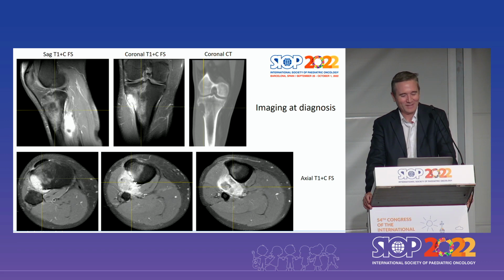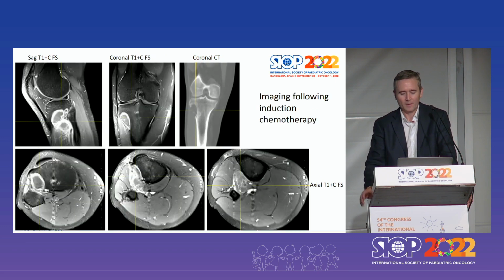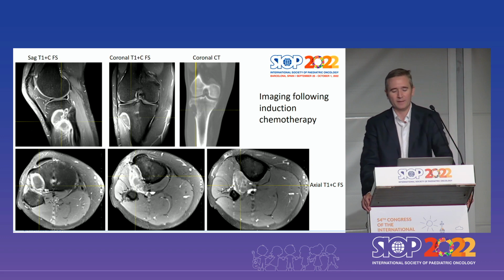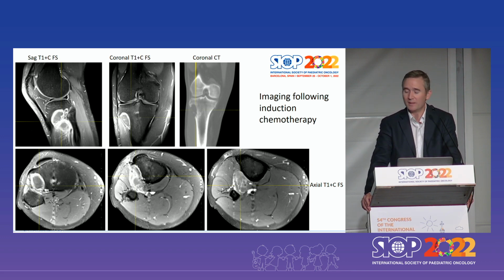This is his imaging at diagnosis. You can see a lower extremity tumor on sagittal coronal MRI, and then coronal CT on the top panel, and then an axial T1 contrast enhanced fat-sat image across the bottom. The patient received standard VAC-IE compressed chemotherapy, and here's his post-induction chemotherapy. Again, sagittal and coronal MRs on the top panel with a coronal CT post-induction, and then across the bottom panel, similar axial T1 fat-sat images.